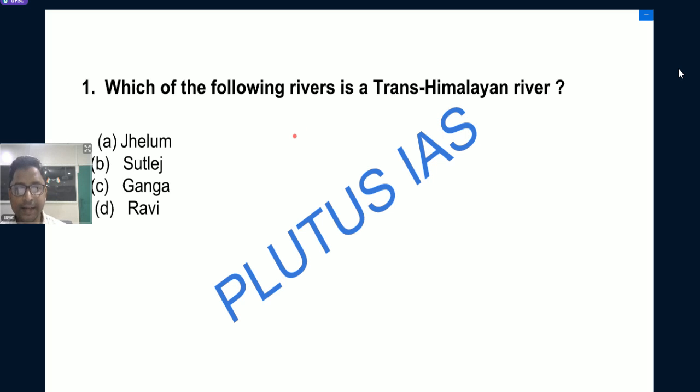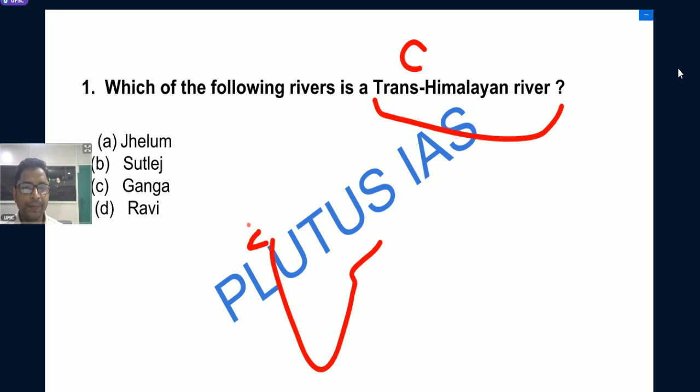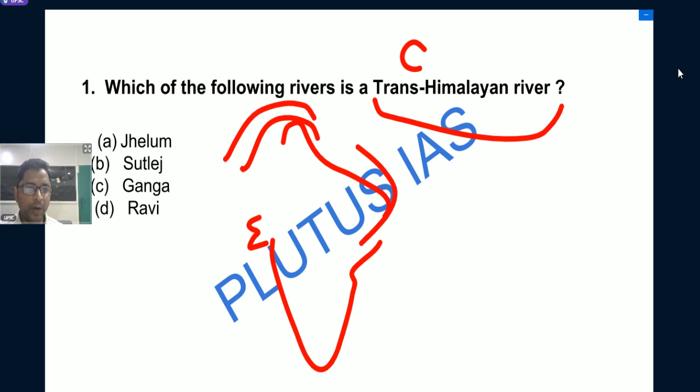So this is set C, and the first question in this paper was, which of the following rivers is a trans-Himalayan river? There are four options given: Jhelum, Satluj, Ganga and Ravi. So we need to see what trans-Himalayan rivers are. Basically, the trans-Himalayan rivers are those rivers which have their source beyond the Himalayas. The examples are Indus, Brahmaputra and Satluj. So the answer would be B, Satluj.